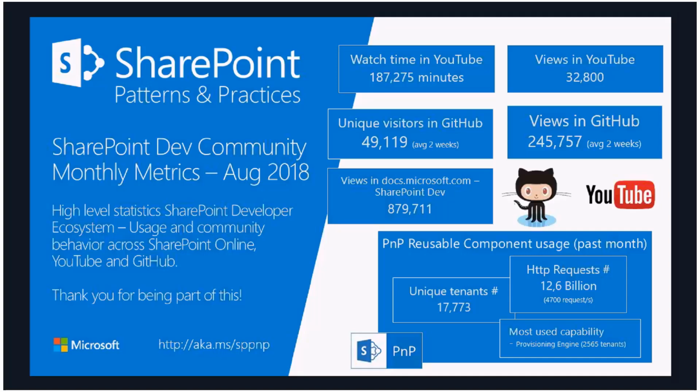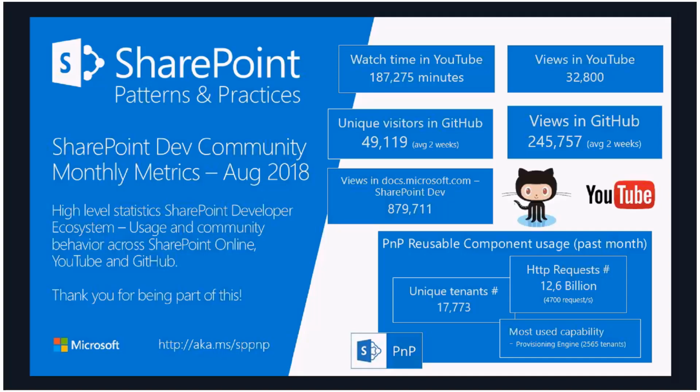The PnP reusable components, so this is the open source part of things, which we've been using for years already. The usage of this one is growing, so the PnP PowerShell, PnP Core SDK, and PnP JS, which is the JavaScript layer of things. So there were 17,000 unique tenants actually using PnP reusable components, which generated altogether 12.6 billion requests.